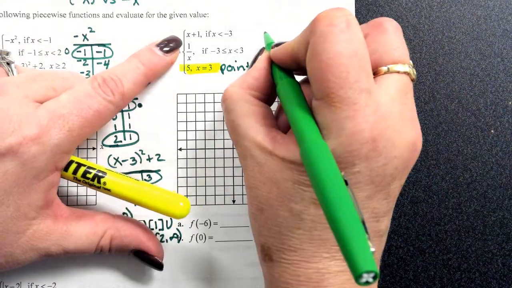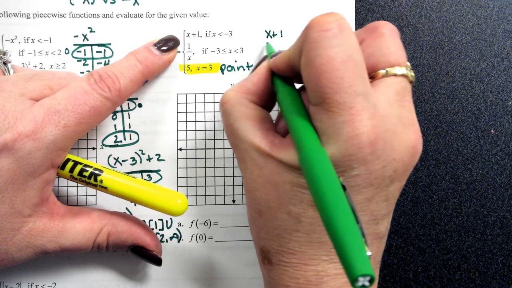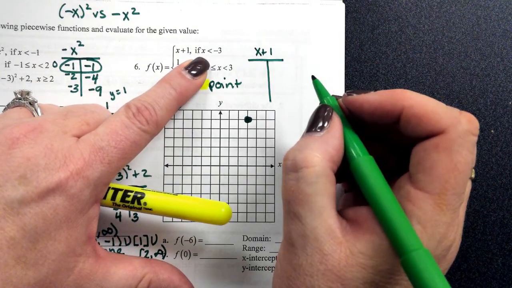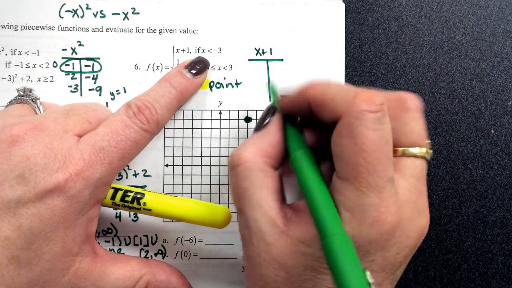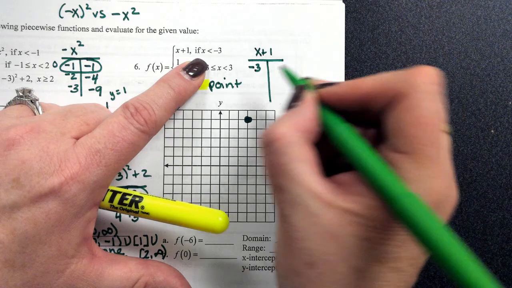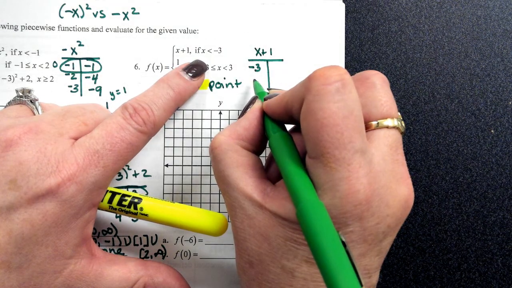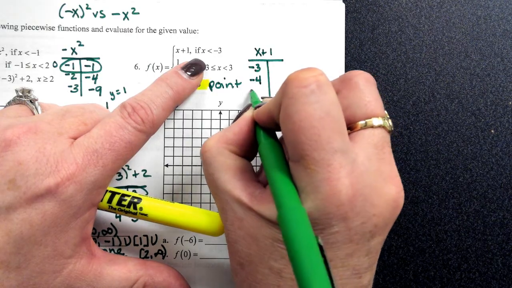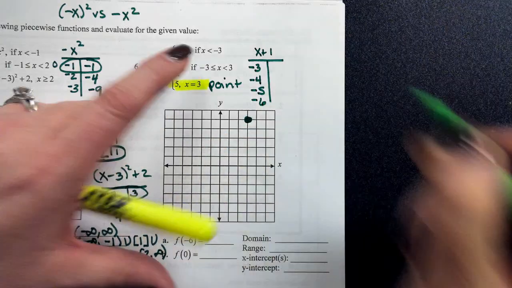So now let me build my table for x plus 1. Again, x values are less than -3. So what x value do I start my table with? I'm going to start at -3. What's an x value less than -3 then? An x value less than -3 will be -4, -5, -6.